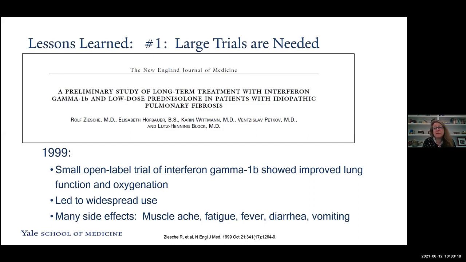So in the late 90s, there was a drug called gamma interferon, and a very small study suggested that patients improved, and this was open label, meaning that everybody got the drug, so there was no placebo comparison group. And it looked suggestive that people had improved lung function and oxygenation, and people got very excited. And so it was being used in a widespread manner, and it was not a fun drug to take. It led to horrible flu-like symptoms, and people felt terrible.